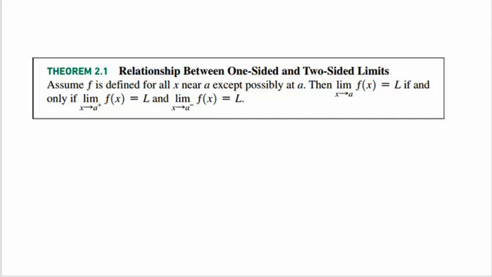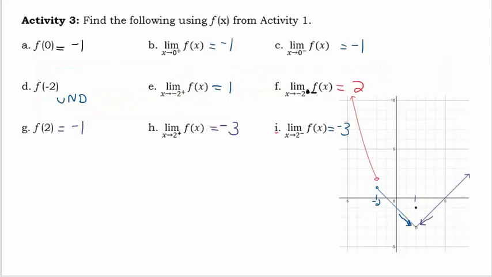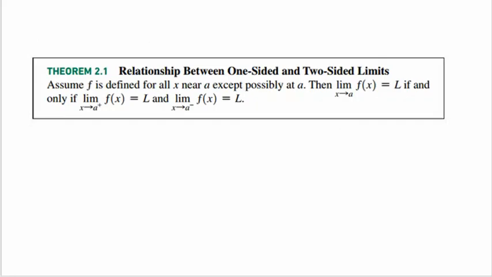So let's read through this. Assume f is defined for all x near a, except possibly at a. It doesn't have to be defined at a, like at -2, okay? But it's defined near -2. Then the limit as x approaches a of f of x equals L if and only if the limit as x approaches a from the right equals L and the limit as x approaches a from the left equals L.